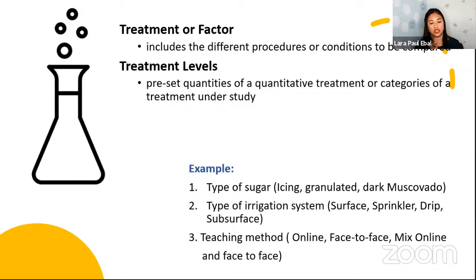Another example is the type of irrigation. This is a very agricultural example. You want to compare the different types: the surface, the sprinkler, the drip, and the subsurface. How do you compare these types? You need to apply them to, for example, rice, and then later on we get the yield. So we can now compare in terms of yield. Another example is the teaching method. This is very common, I think, nowadays. You want to compare the performance of your students, say math score. So you compare the teaching methods online, face-to-face, and mixed online in terms of their performance. Just to give you an idea of what those levels are. It depends on the research, so these are just my examples.